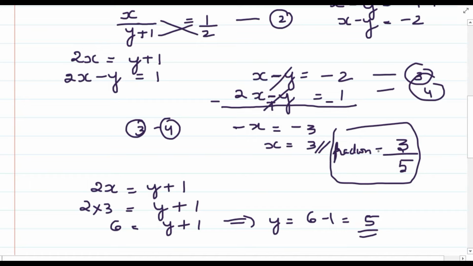So it is very simple. You just need to frame the equations, and the elimination method is always easier than the substitution method. You need to eliminate one of the variables. Here the coefficient is the same, so again it is easy. You just need to subtract, eliminate it, and you will get the answer.